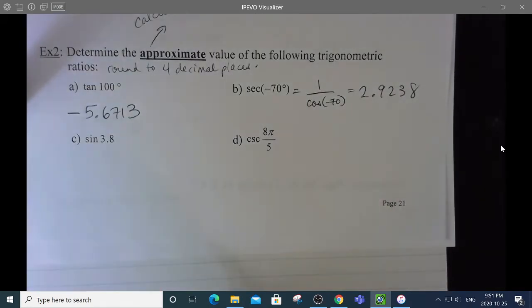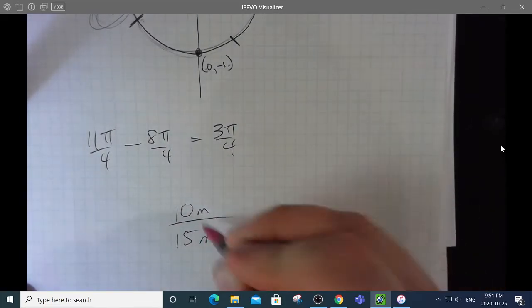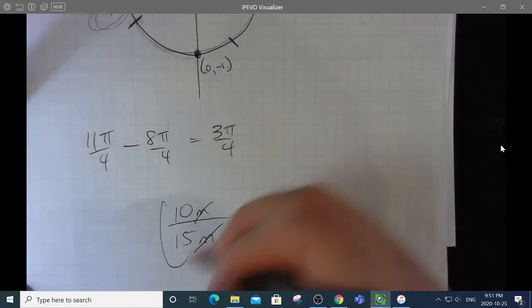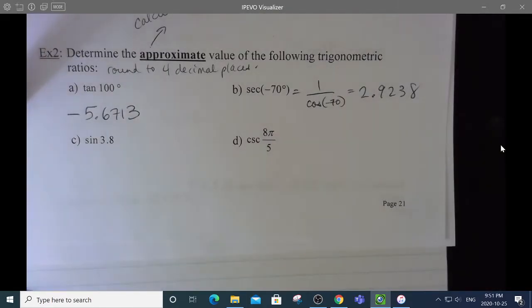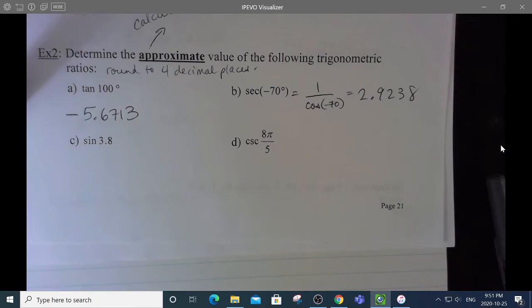So if those two things were measured in, say, inches or feet or meters or centimeters, in a ratio, if the opposite is 10 meters and the adjacent is 15 meters, the meters cancel, right? This is unitless. Those of you who have taken some physics know that that's called a scalar, not a vector. It has no units. So don't tell me that's in meters or centimeters. I'd actually have to mark that wrong. That would be a unit error.